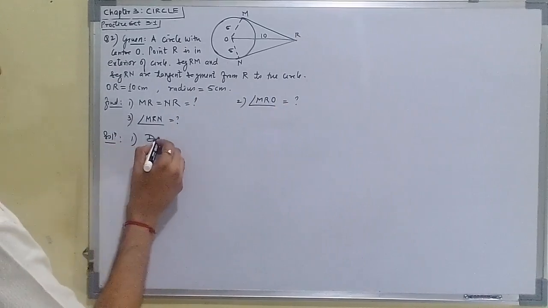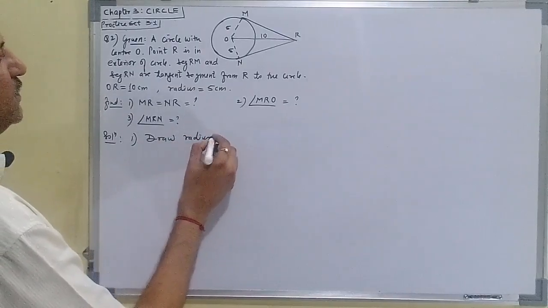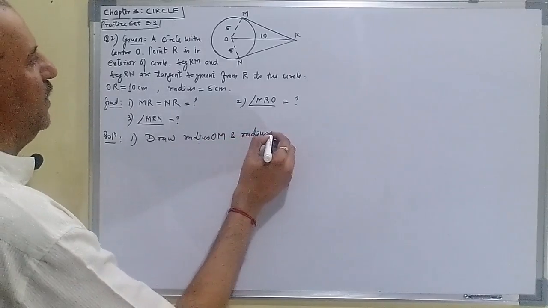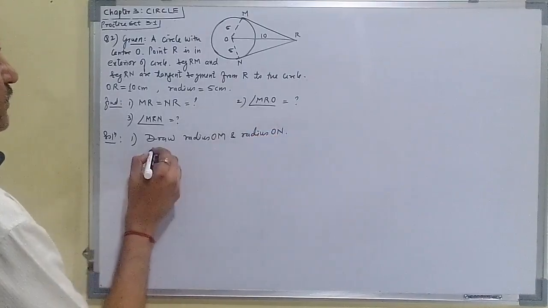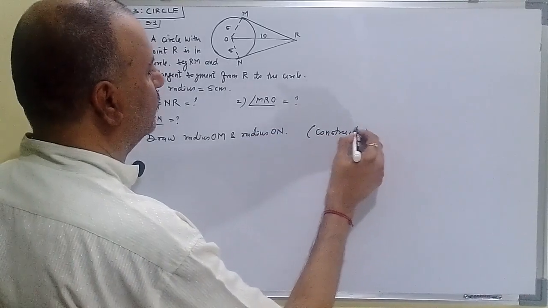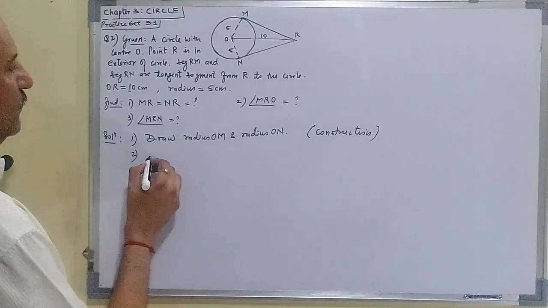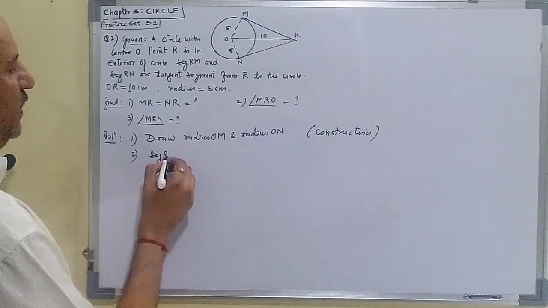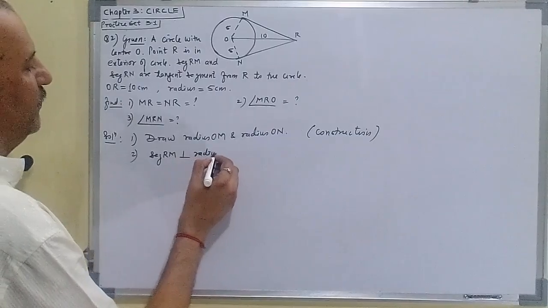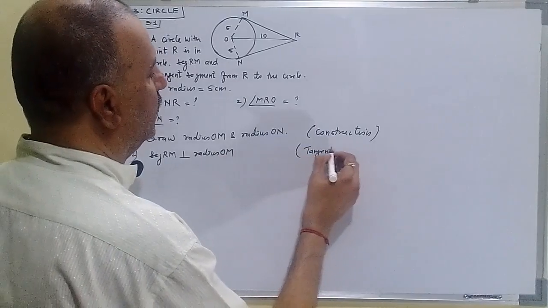First, draw radius ON and radius OM, this is our construction. Statement number 2. Seg RM is perpendicular to radius OM. Reason: tangent theorem.